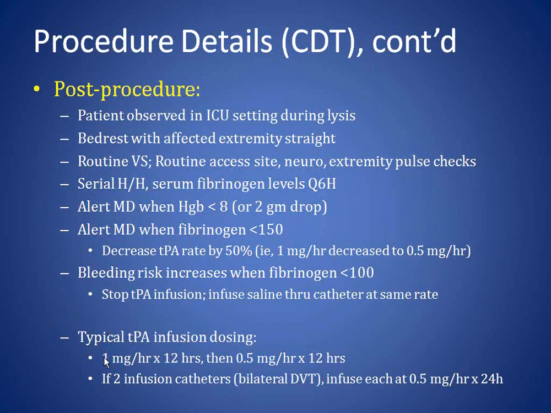A typical dosing pattern is maybe 1 milligram an hour for 12 hours, then drop it to 0.5 milligrams for another 12 hours. If you have patients with bilateral DVTs and you have 2 infusion catheters, you probably do 0.5 or so through each.